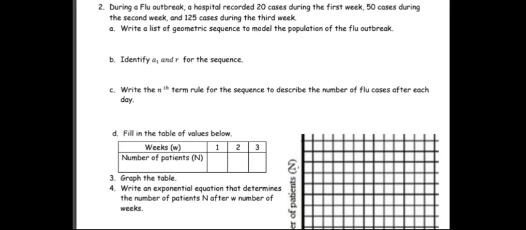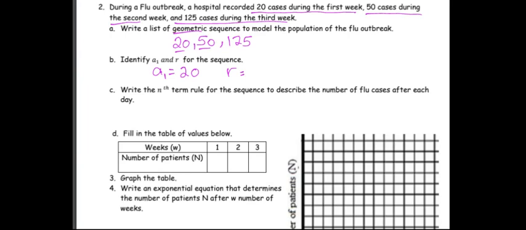So, during the first week, we had 20 cases. During the second week, we had 50 cases. And during the third week, we had 125 cases. So this is a sequence. The first term in this sequence is 20. And because it says it's a geometric sequence, we know that we need to find R. And to find R in this geometric sequence, all we need to do is to divide the second term by the first term, or the third term by the second term.